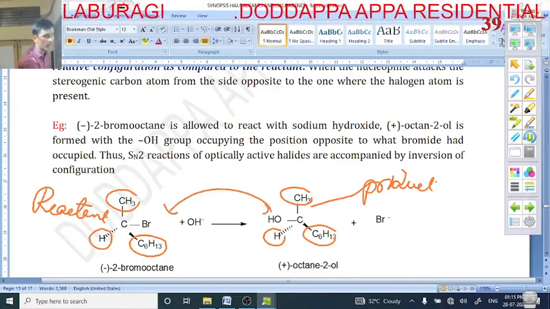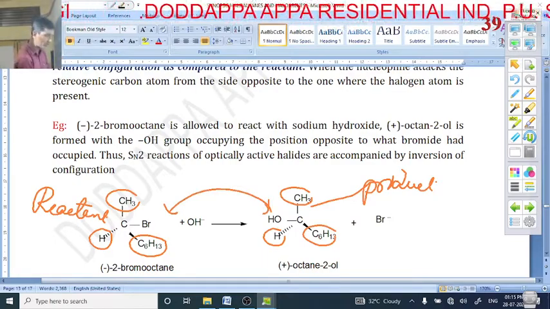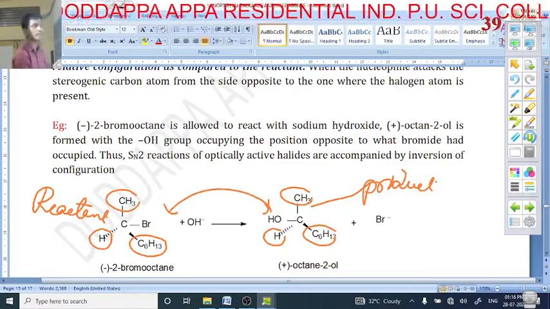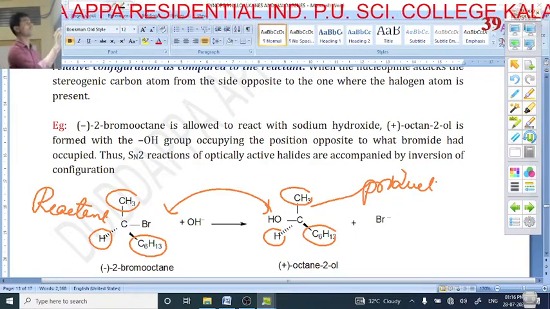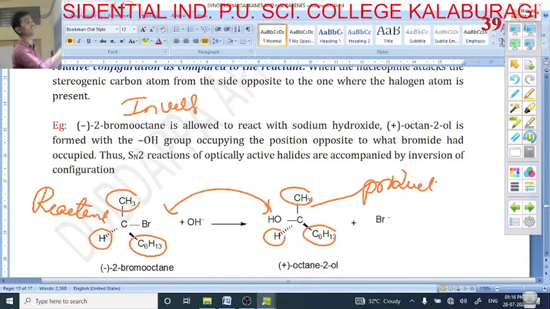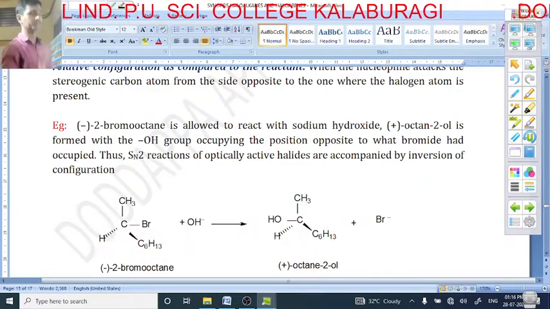They have a relative opposite configuration. Here Br is on the right side, but here OH is on the left side, so the configuration is totally opposite. So it is called inversion of configuration.